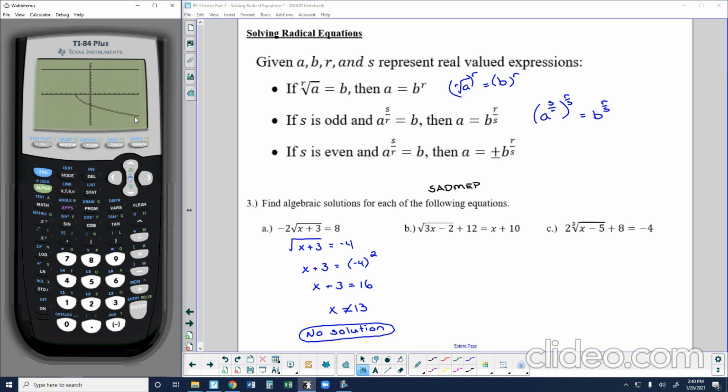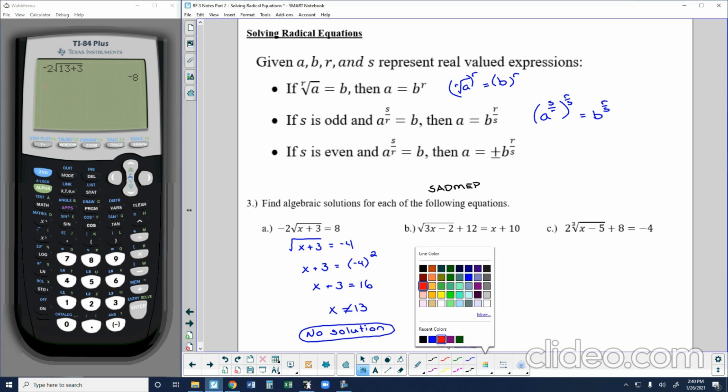So part of the process that we're going to have to do here with solving radical equations is check our answers and look for extraneous solutions. In this case, x equals 13 is extraneous, and there is no solution.